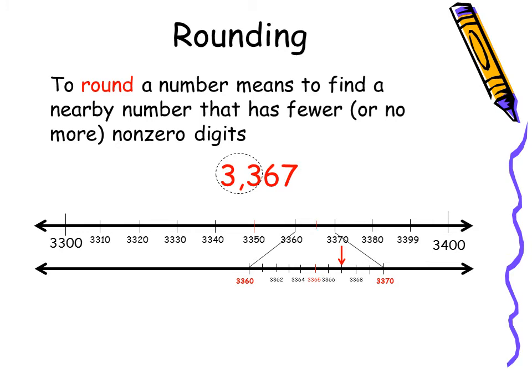So if I return to the larger number line, I know that the number 3,367 is a little to the right of the midpoint, or right about there. So really, that number is closer to 3,370 than it is to 3,360. And in that case, 3,370 is closer to 3,400 than it is to 3,300. It's only 30 from 3,400 and it's 70 from 3,300. So that number would round to 3,400.